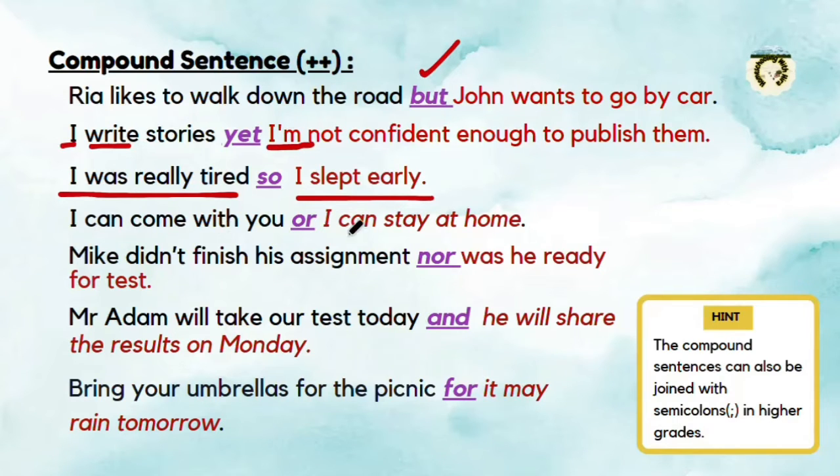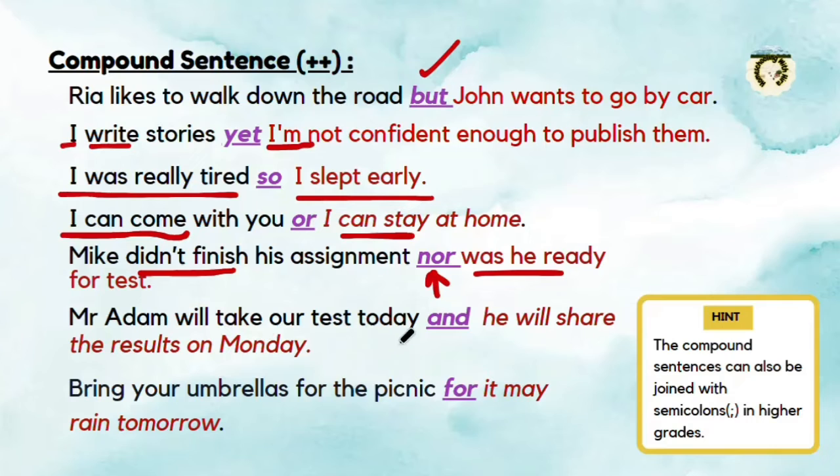I can come with you or I can stay at home. I can come, subject plus verb. I can stay, subject plus verb. Independent sentences joined with "or". Mike didn't finish his assignment, nor was he ready for the test. When you are using "nor", you need to use negative statements on either side of it. Mike didn't finish his assignment, nor was he ready for the test. Okay, so this is how we use "nor".